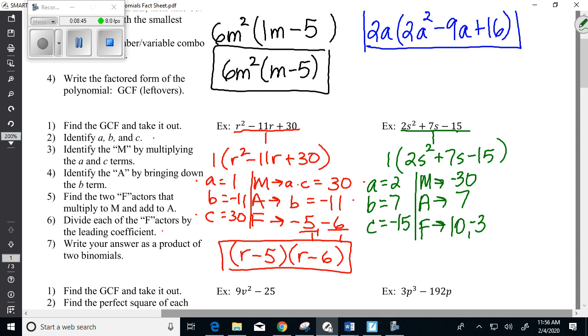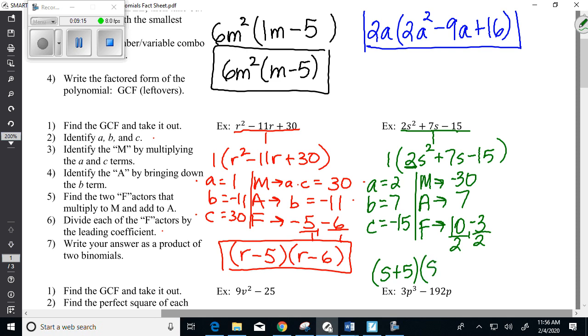So far, nothing has changed from the first example. However, your leading coefficient was 2. So that means we divide our factors by 2. So in writing our factors, 10 divided by 2 is 5. So one of our factors would be S plus 5. Negative 3 over 2 is already reduced.